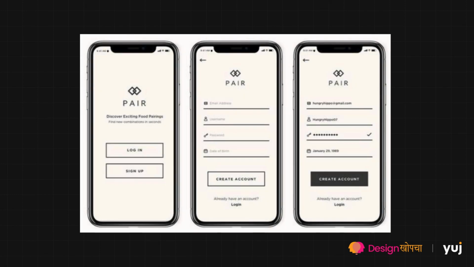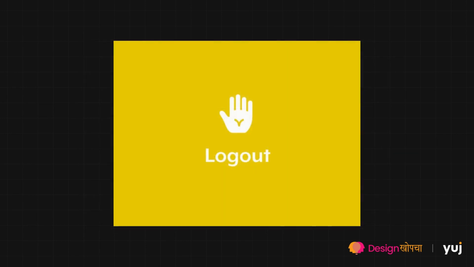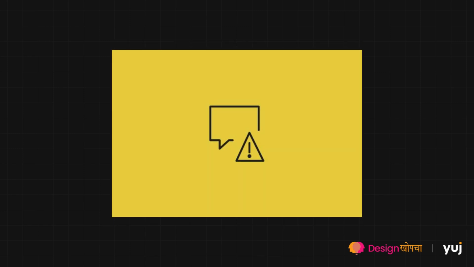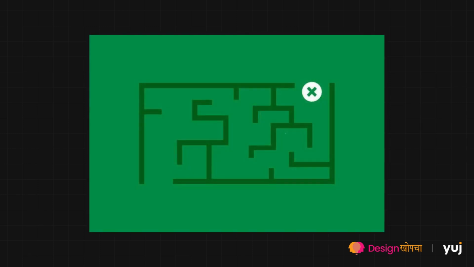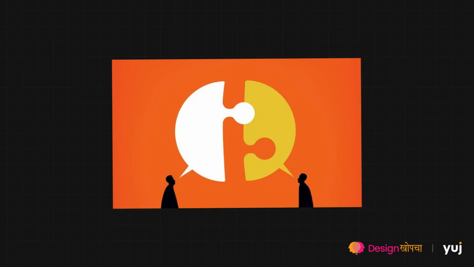One more thing I have observed is that at times I want to log out from one of the apps I'm using, but it is deliberately designed to make that option so hard to find. Maybe I want to discontinue one of the apps, so they make it very hard. That can also be covered under dark patterns.